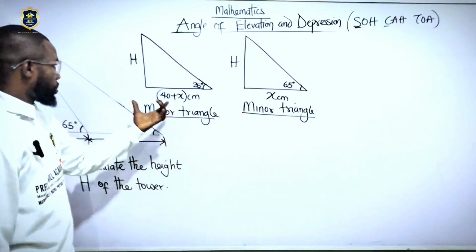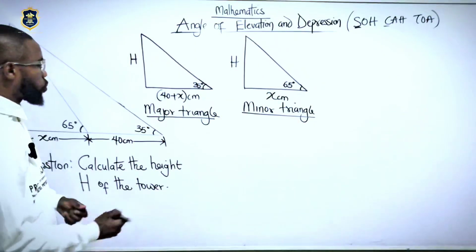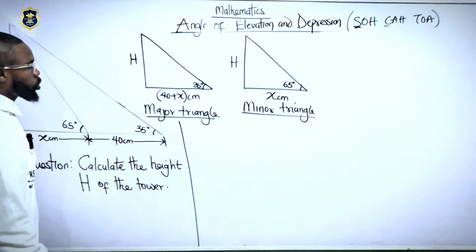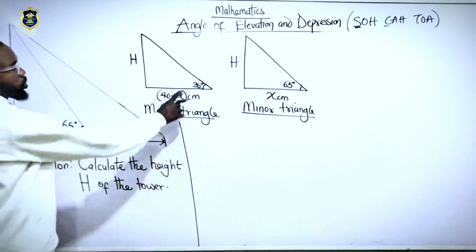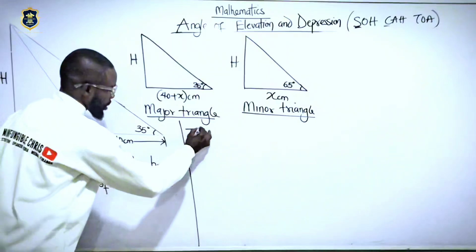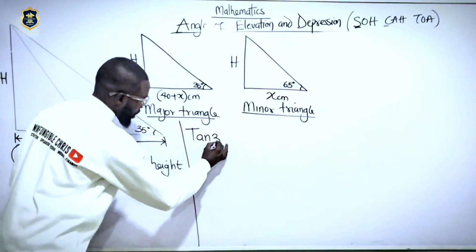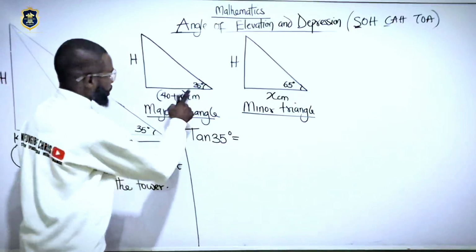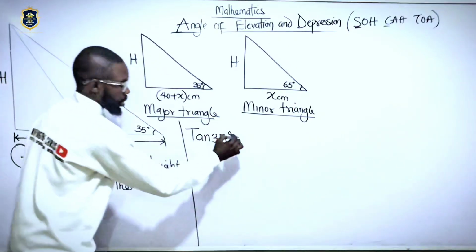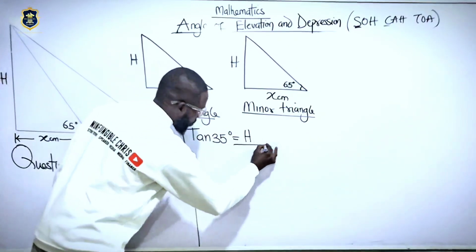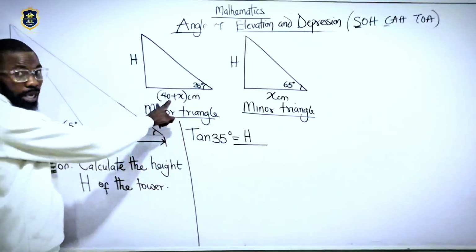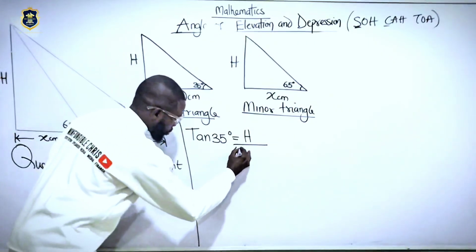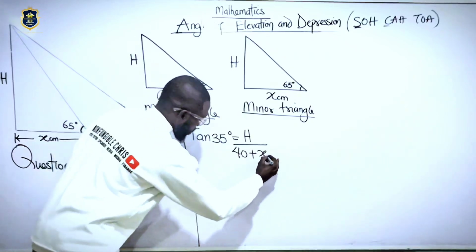Alright, let's start with the major triangle and relate them. For the major triangle, the trigonometric relation is tan. It is tan 35 degrees, which is equal to opposite over adjacent. Our opposite here is h, and our adjacent is 40 plus x, the distance between both. So we put 40 plus x.